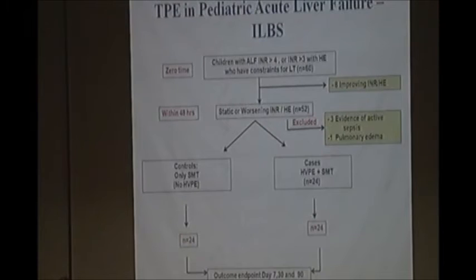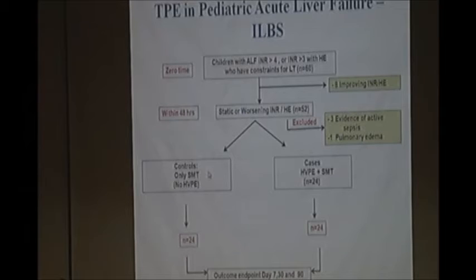Now this was a planned RCT which was later modified because randomization was not feasible, and it was done as a non-randomized study. It was Aarti's thesis. She took ALF with INR more than 4, or INR more than 3 with HE, and where there was increasing INR or increasing HE, and of them she gave the option of high volume plasma exchange. Those who took up the option were the cases, and an equal number of patients were taken as controls.